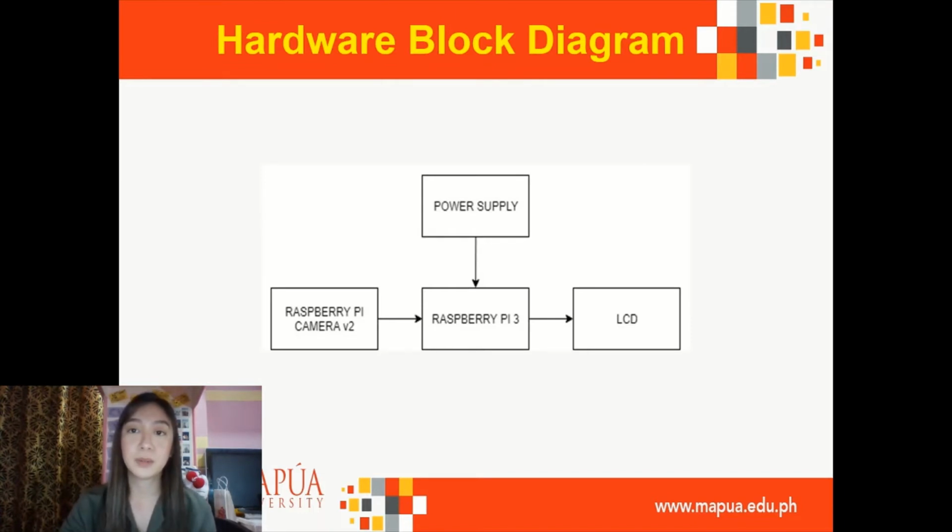For the hardware block diagram, the Raspberry Pi 3 is the microcomputer that processes the captured image and applies the image processing algorithm to obtain the results. The camera module will capture the image, and the output will be displayed on the LCD. The power supply provides power for the Raspberry Pi, and the Raspberry Pi provides power to the camera module and the LCD.